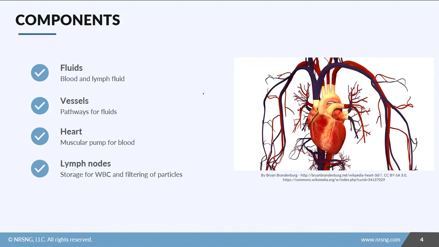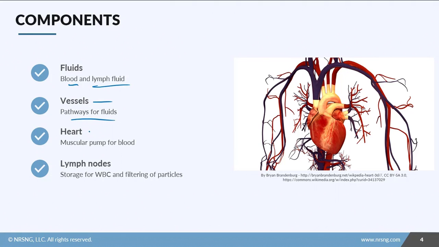So let's talk about the components a little bit more in depth. The main process of the circulatory system is to literally circulate fluid. So there are two different types we're going to look at. You've got the blood, and then you also have lymph fluid. And then you have ways that these fluids need to get to all the tissues. So these are transported through vessels. These are essentially pathways for the fluid.